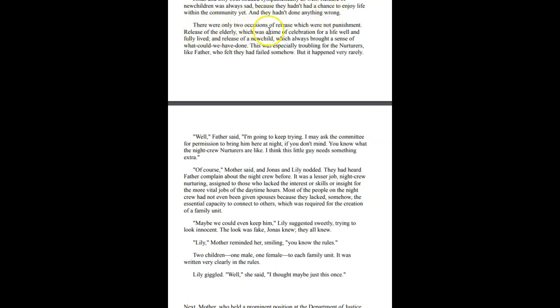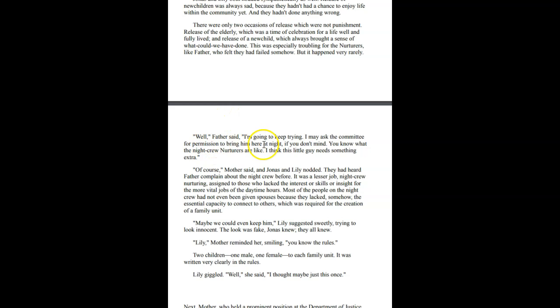There were only two occasions of release which were not punishment. Release of the elderly, which was a time of celebration for a life well and fully lived, and release of a new child, which always brought a sense of what could we have done. This was especially troubling for the nurturers, like father, who felt they had failed somehow, but it happened very rarely.